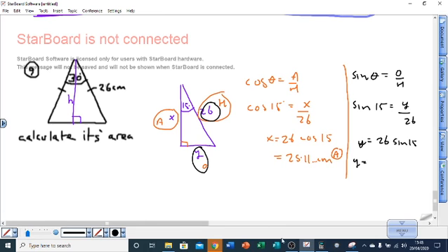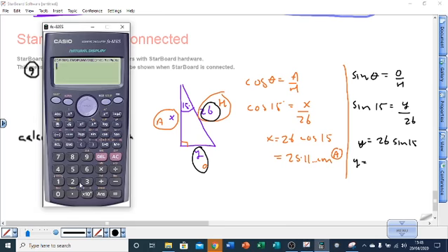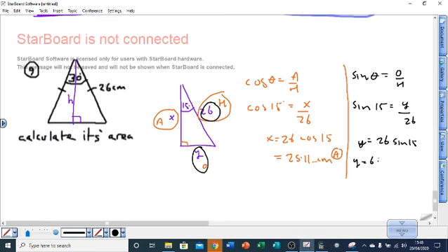So y equals, on the calculator, 26 times sin 15, sin 15 brackets equals, and that gives you 6.72 dot dot dot, so I'm not rounding, centimeters, and that will store as B.